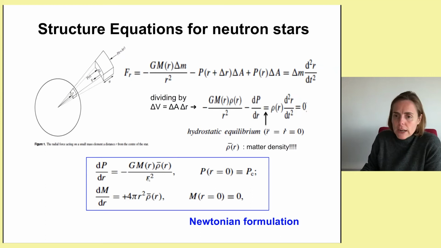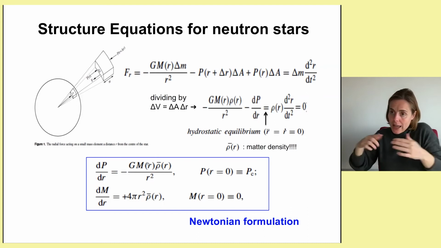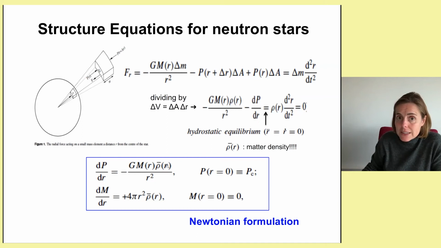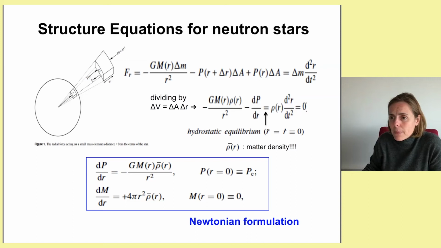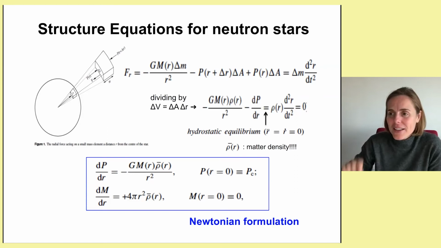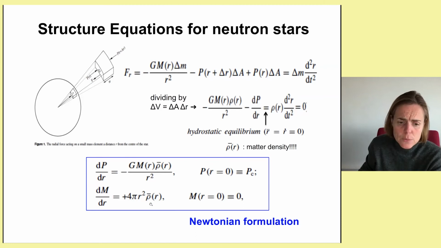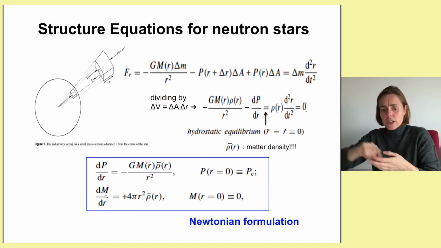Actually, I'm showing you this first one. The variation in pressure with the distance to the center is given by the mass included at that distance, by the matter density, and divided by the distance squared. So basically, this is Newton's law. And this other one is just to compute the mass at a certain radius, which is correlated with this matter density.